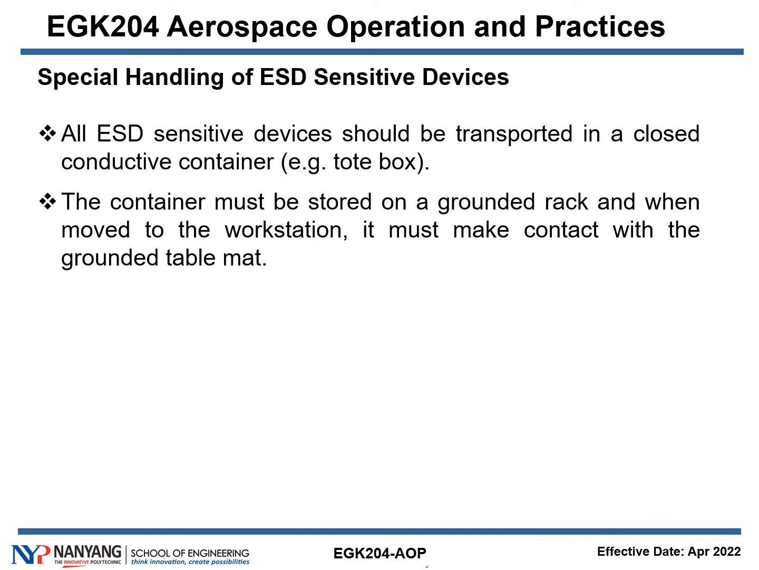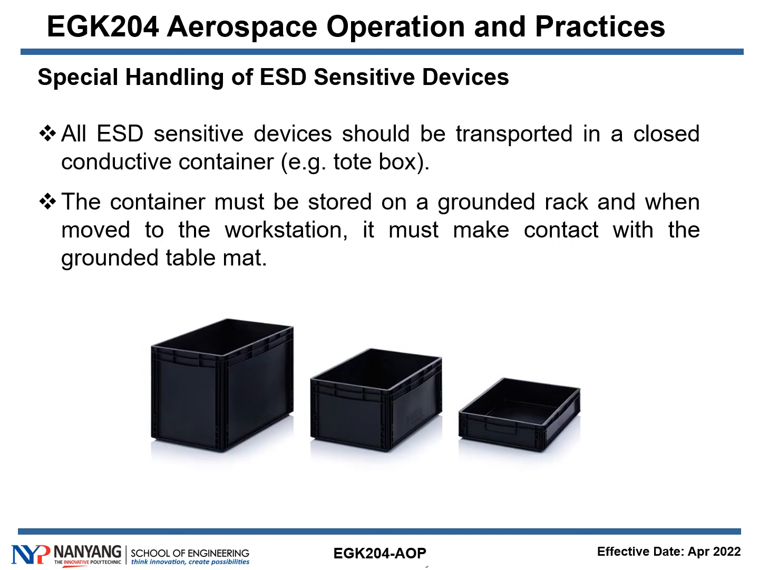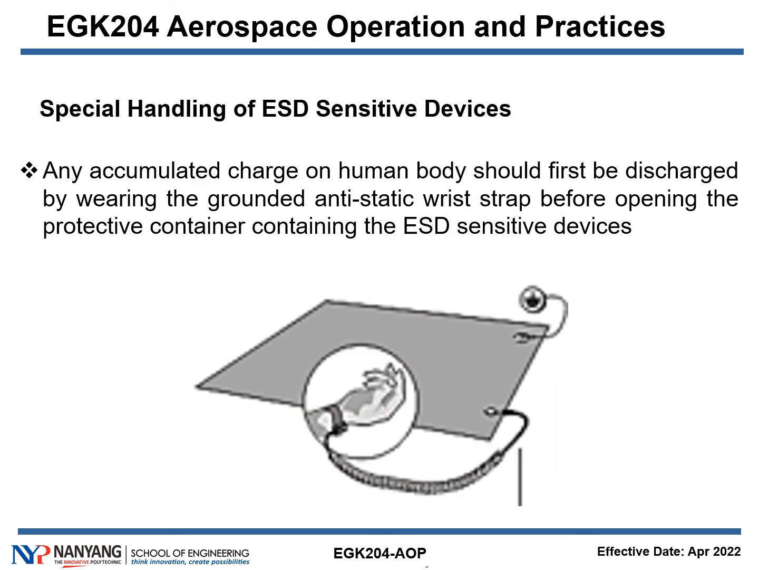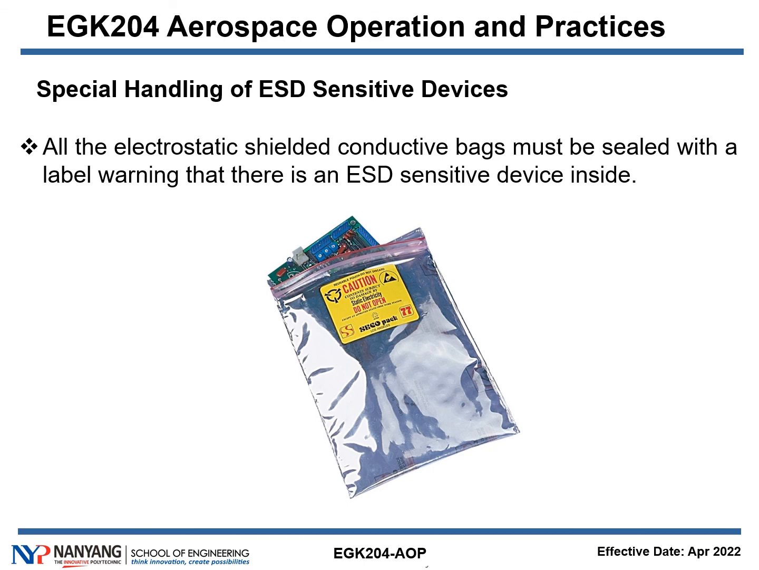All the ESD sensitive devices should be transported in a closed conductive container, such as this one. This container must be stored on the ground rack at the lowest rack, and when moved to the workstation, it must make contact with a grounded table mat. Any accumulated charge on the human body should first be discharged by wearing the ground strap. This is what I've said earlier on. And then for all the electrostatic devices, you should use the electrostatic shield conductive bags. And then this warning over here.